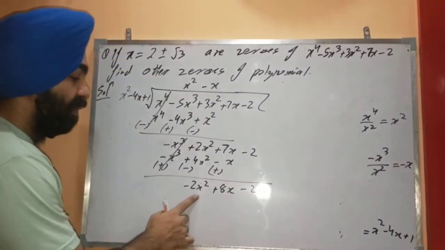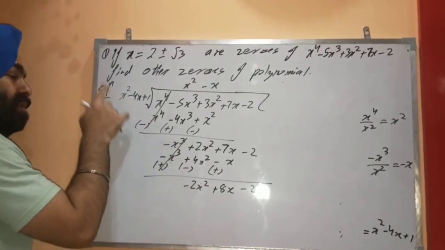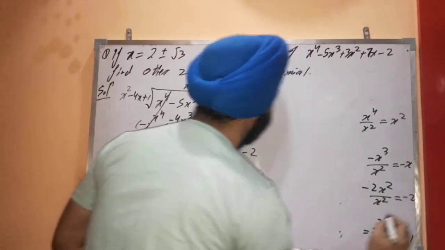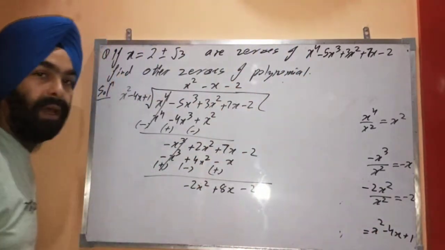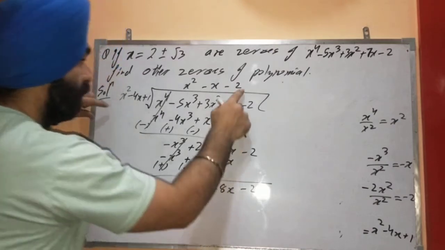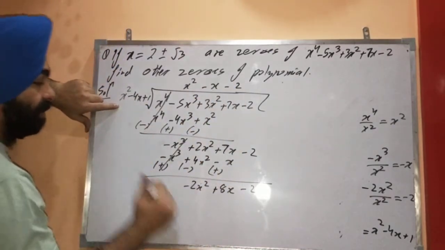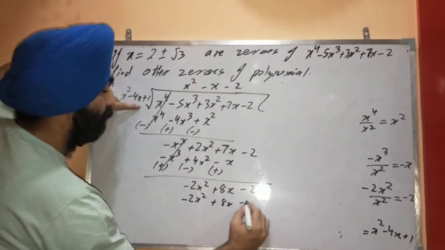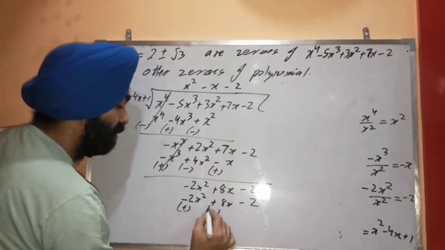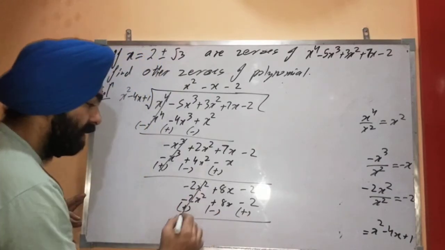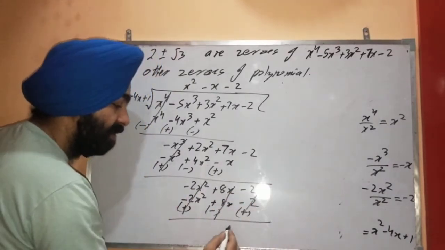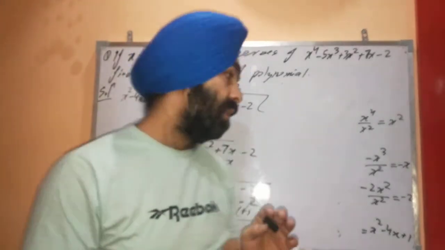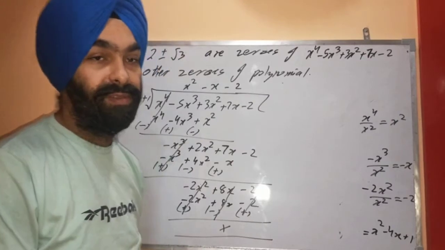Again the same process: the first term of the dividend will be divided with the first term of the divisor. So minus 2x square divided by x square will be minus 2. So minus 2 is the last part probably of this quotient. Now minus 2 when multiplied by these three terms will become minus 2x square plus 8x minus 2. Signs will change. This will cancel, this will cancel, this will also cancel. So if the remainder is 0, that means we have executed this division process correctly.